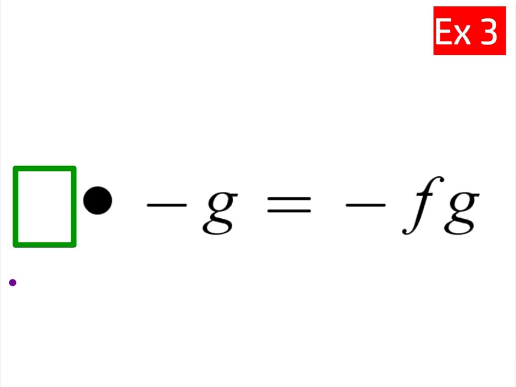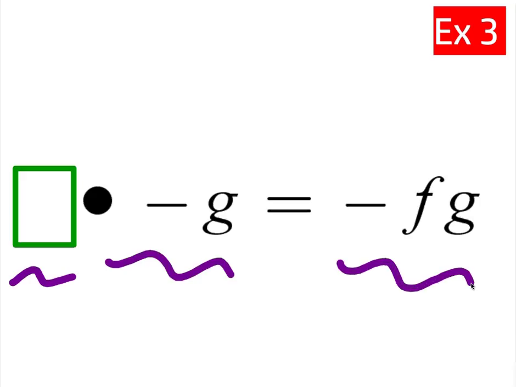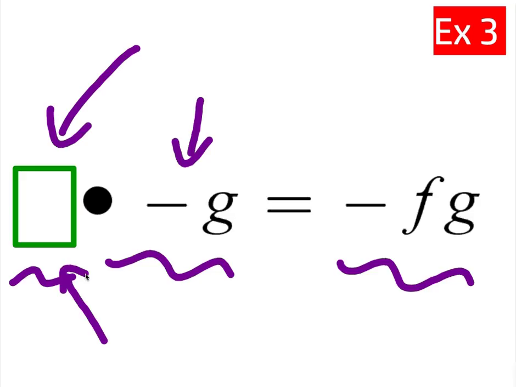Okay, what number times negative g gives you negative fg? Now, some of you might be tempted to put negative f there, but if you have a negative f and a negative g, don't make the mistake of putting a negative number in there, because a negative times a negative gives you a positive. So in other words, it must be a positive times a negative in order to give you a negative product, negative f times g. So therefore the answer is positive f.